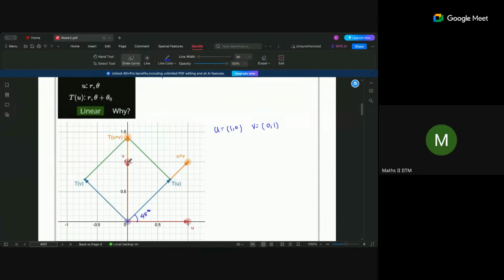Same thing I have done for V. I have rotated this to an angle 45 degree. Okay, and I got T of V. Okay, so now you see that I'm adding these two vectors. So the addition of these two vectors is 1, 1, right? U plus V is 1, 1. So this is your 1, 1. And this 1, 1, I have rotated again to 45 degrees.